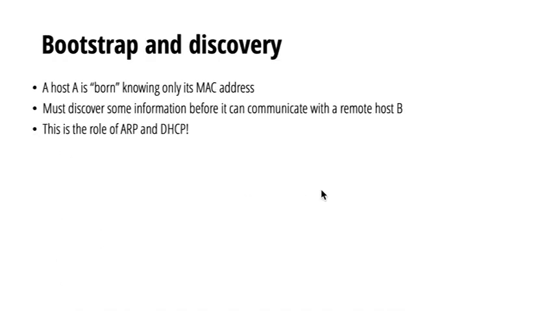Okay. So bootstrapping and discovery generally. What is the problem here? If you think about it, when you bring up a host, the only thing it knows is its MAC address, its L2 address. That's all it comes with. And so everything else you have to discover before you can communicate with a remote host. And that is the role of ARP and DHCP.